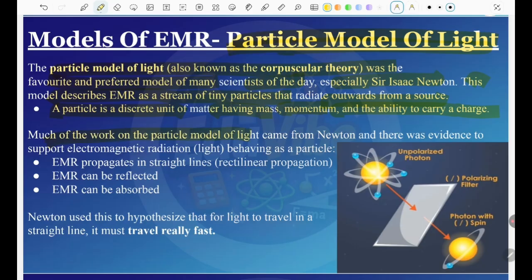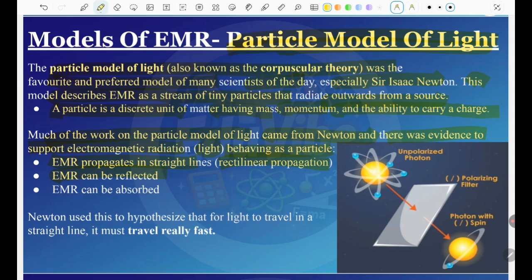Much of the work on the particle model of light came from Newton, and there was evidence to support electromagnetic radiation, which is light, behaving as a particle. So how could Newton say that light behaves like a particle? Because EMR propagates in a straight line, which is rectilinear propagation.